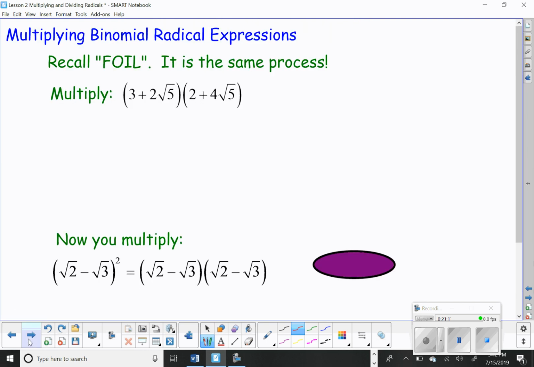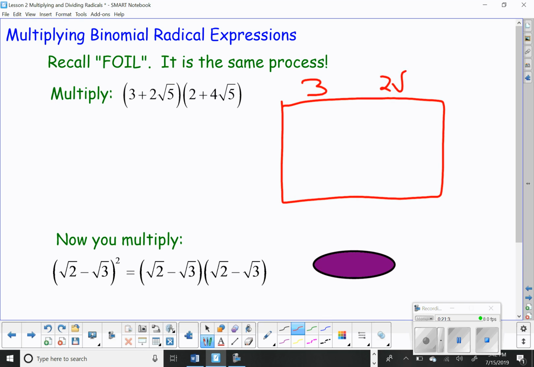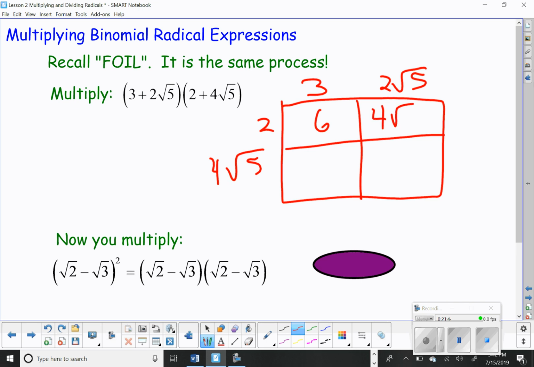Fantastic. Okay, multiplying binomial radical expressions. Recall FOIL. It's the same process, and sometimes it can be easier if you just create a table. You have 3, and then you have 2 root 5. You have 2, and you have 4 root 5. 2 times 3 is 6. 2 times 2 root 5 is 4 root 5. Multiply outside, multiply inside.